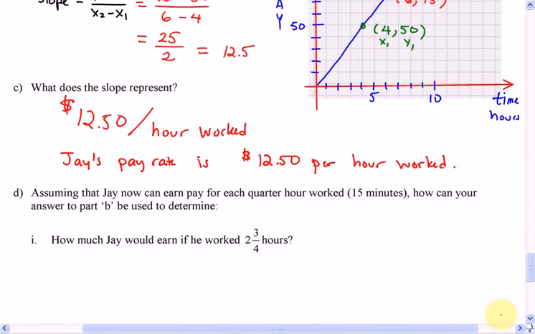Let's do it. Okay, last question here. Part D. Okay, now part D says this. Assuming that Jay now can earn pay for each quarter hour worked, his employer is nicer now. Instead of working full hours, you get paid every quarter of an hour, meaning every 15 minutes. How can your answer to part B be used to determine how much Jay earns if he works 2 3/4 hours? So by knowing this slope number, how can you figure out how much he earns if he worked 2 3/4 hours? What would you do?